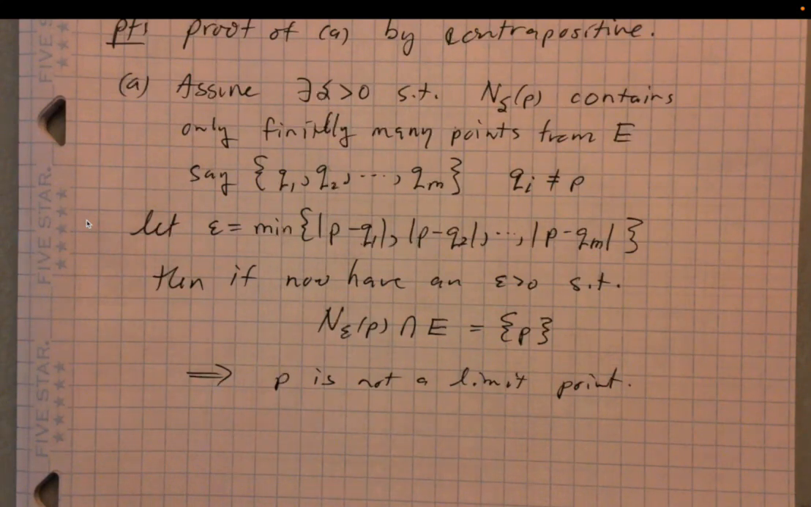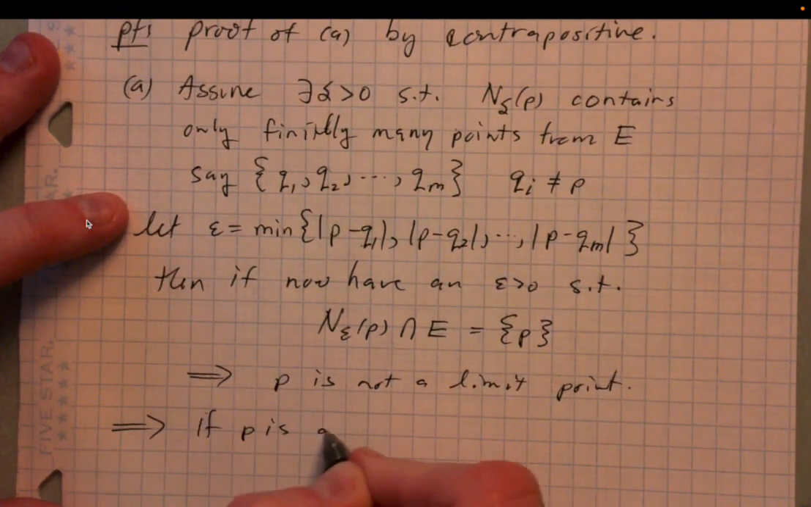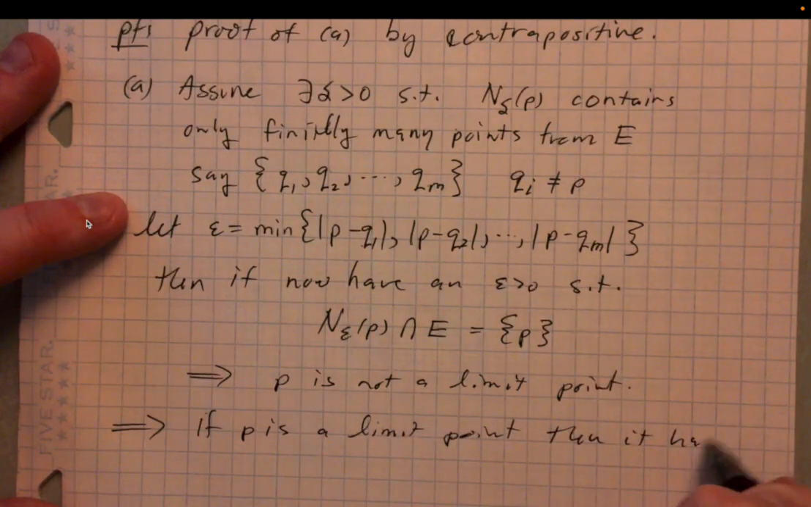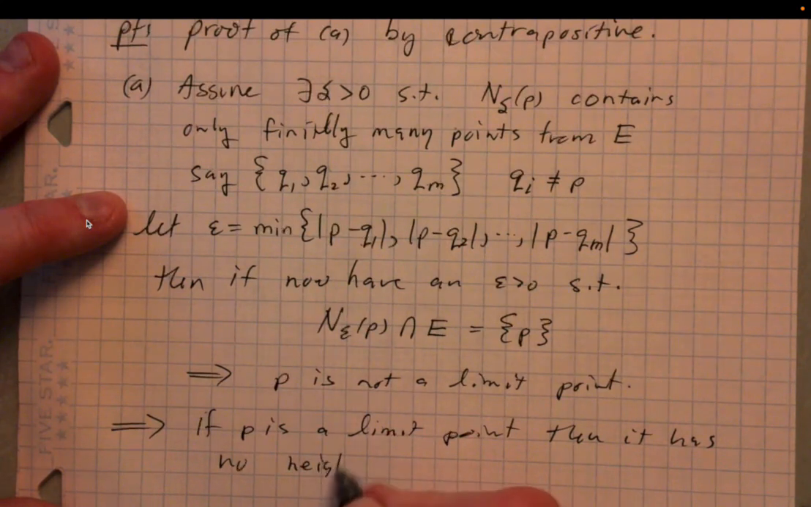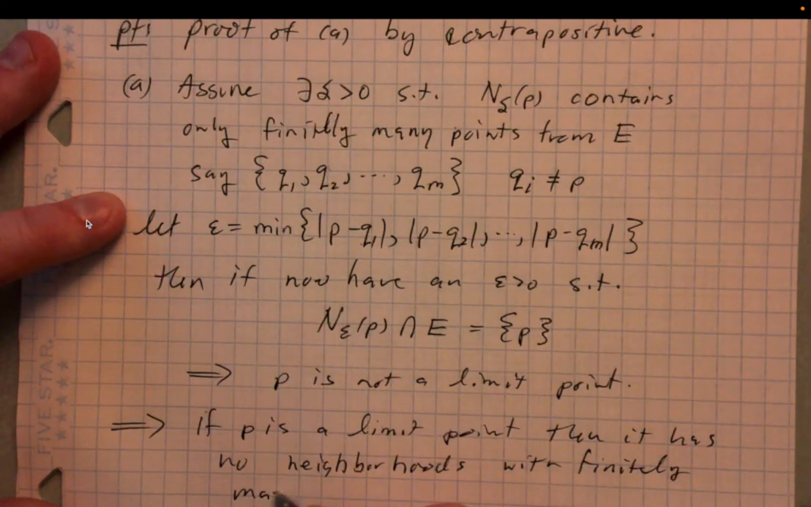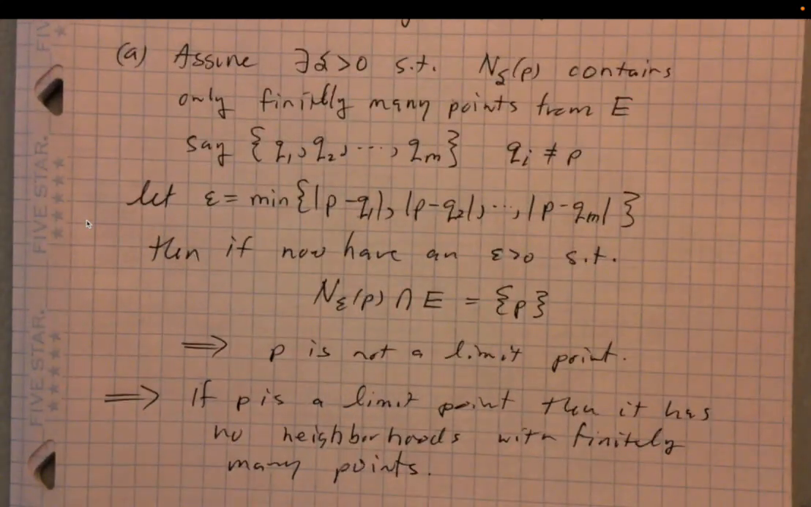Okay, and so the implication would be that the reverse would be true, right? If P is a limit point, then it has no neighborhoods with finitely many points. So this implies that if P is a limit point, then it has no neighborhoods with finitely many points. Right, that's the part that we wanted to prove, and here we can see it. Okay, so that's part A.